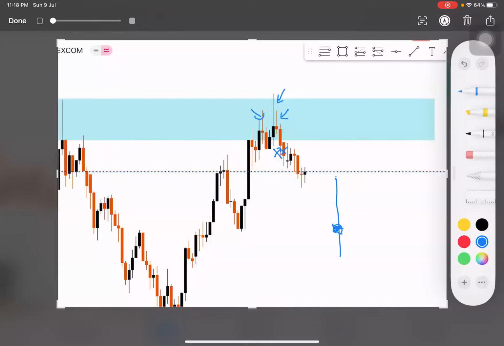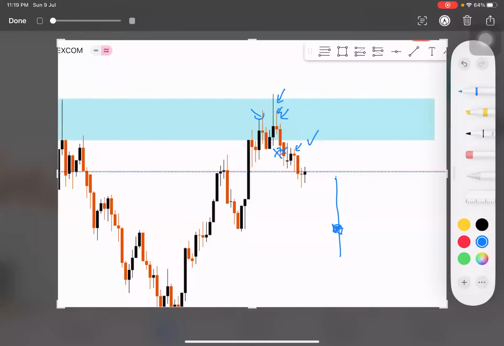The longer the wicks and the shorter the bodies, the stronger the rejection. So for me, this one is a strong rejection because it has a longer wick and a shorter body. This is a very good seller's indication. For example, this one is also a good rejection from the zone.